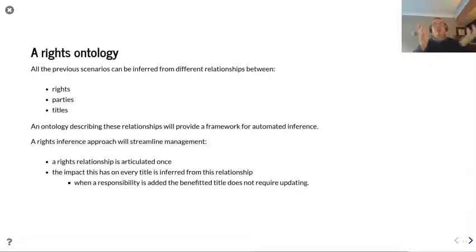All of these previous scenarios in these videos can be inferred from different relationships between rights, parties, titles, and land. An ontology describing these relationships will provide a framework for automated inferencing. This is where an ontology is used as a first order logic representation of concepts. Having this in an automated framework will allow inferencing, and that will help streamline management as we can start to deal with automated logical inferencing of different rights scenarios as they come into the land register.